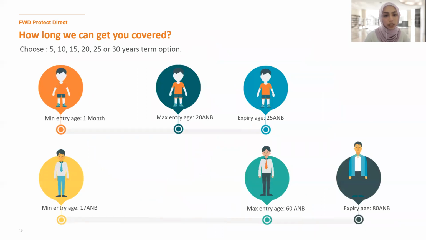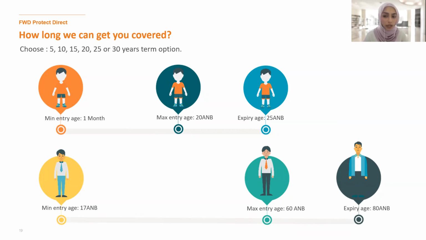The minimum term is 5 years, and it can go up to 30 years. So these are the options that you have. And who can get covered under the plan? For children, the minimum entry age is 1 month. The maximum entry age is 20 years old age next birthday, which means if you're 19 this year and next year you're turning 20, that is the maximum entry age. And the expiry age is 25 years age next birthday.